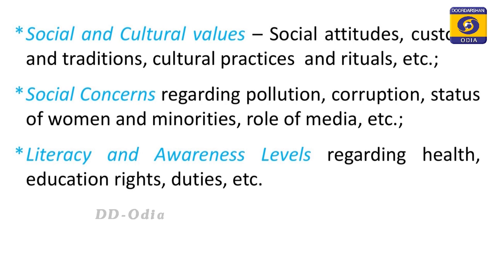To what extent are people aware about pollution, to what extent are they aware about corruption? As the literacy rate goes on increasing, they become more aware about societal happenings, the pollution, corruption, status of women. All this social awareness is created by education, and if the educational level of a particular area goes on increasing, the people become more and more aware. So, we must pay attention to literacy and awareness levels regarding health, educational rights and their duties, as they also have great impact on business decisions.